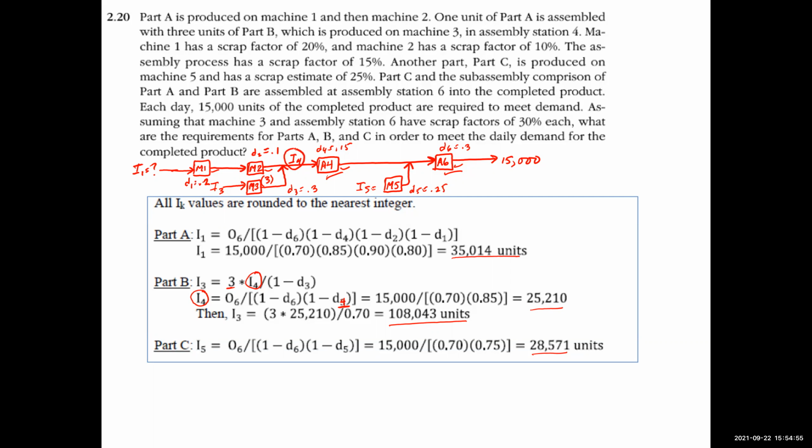So in this problem, we don't have rework. So that's the major difference between this one and the previous one. In the previous one, we have rework. In this one, we have no rework.